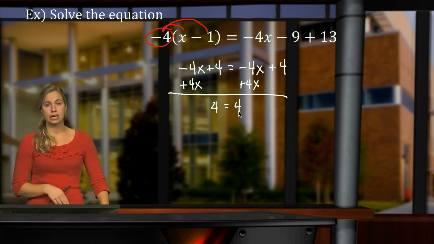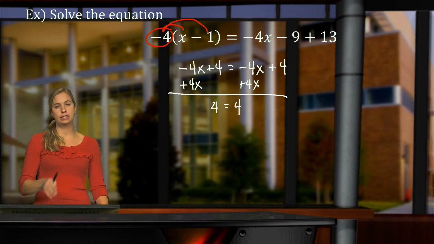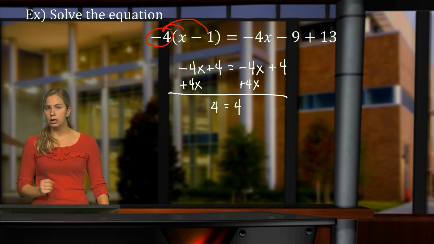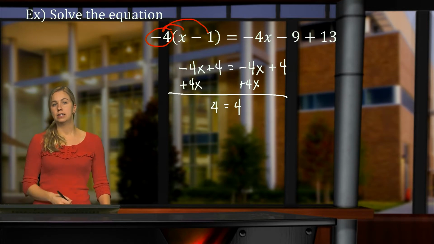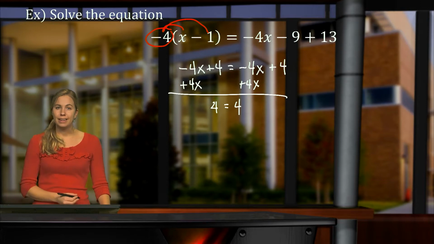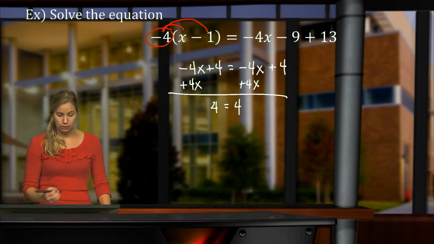Well, now look at this answer. We have a statement that says 4 is equal to 4. When is 4 equal to 4? It is always equal to 4. Since it's always equal to 4, that means that all solutions will work for this equation. There are infinitely many solutions.